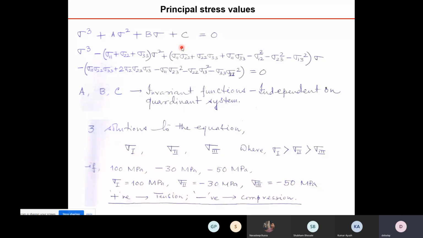The stress values acting in different directions, having a unit the same, Pa or ksi or whatever you take. And a, b, c are called invariants because they are independent of the coordinate system, how you choose the coordinates. So this expression has three solutions: sigma Roman 1, Roman 2, Roman 3, and conventionally Roman 1 is taken as the maximum one and Roman 3 is the minimum one. Two of them can be equal also, even three of them can be equal also.